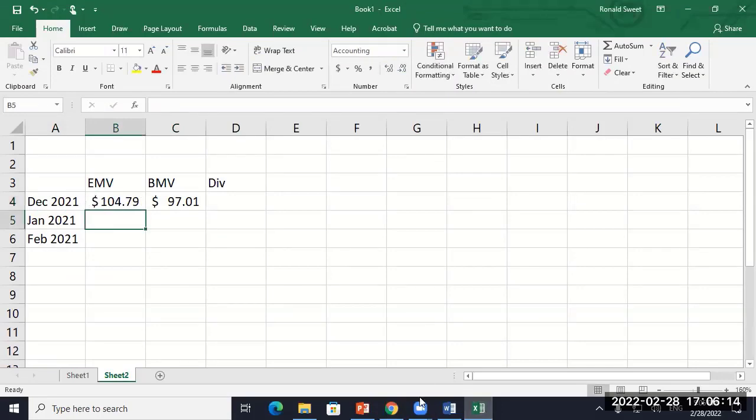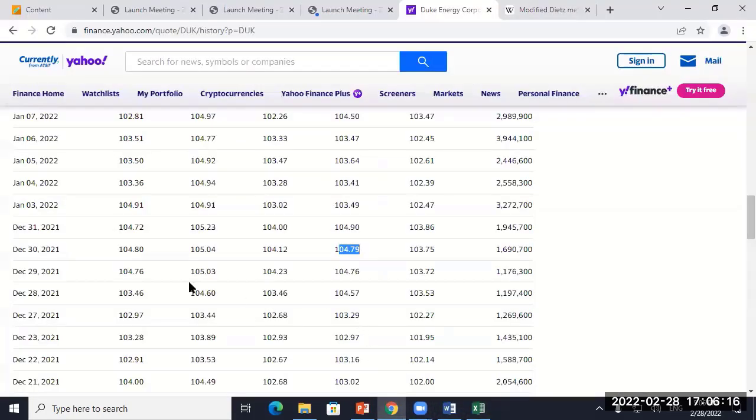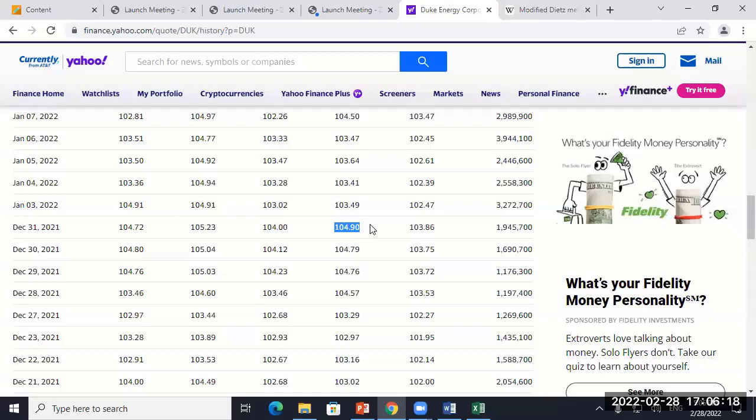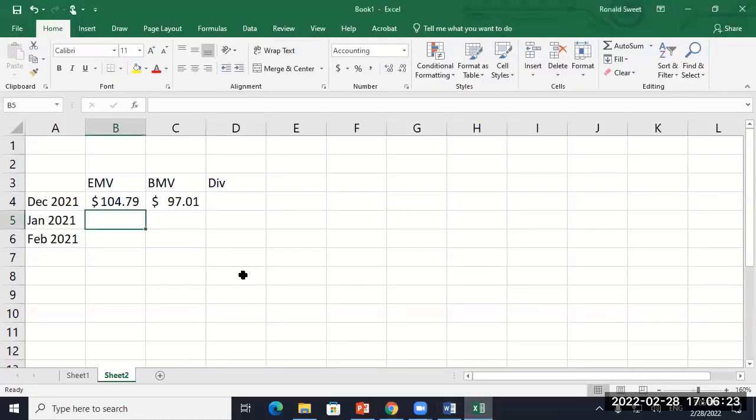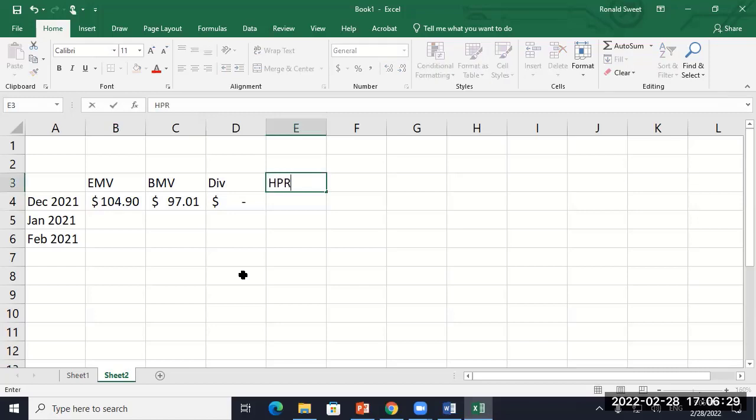I'm sorry. Oh, did I miss it by a day? Is that right? 104.90. No dividend. How did I do in December 2021? Looks pretty good to me. Ending market value minus beginning market value plus income, divided by beginning market value. Would you be happy with an 8% return in 1 month from a utility?